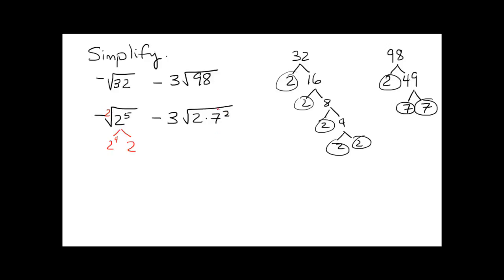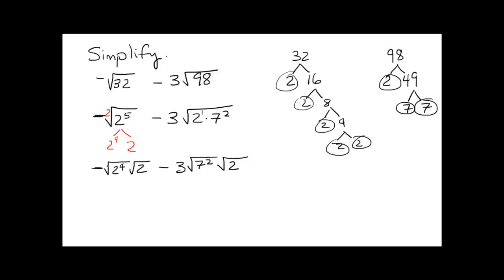And over here, the 7 squared is divisible by 2, or rather the exponent on the 7 squared is divisible by 2. But the 2 to the 1st, there's nothing we can do with that. So I'm going to have my perfect squares and my leftovers. 2 to the 4th, square root of 2 to the 4th, square root of 2. Still have that negative tagging along out front there. Minus 3 times the square root of 7 squared, the perfect square, and the square root of the leftovers, 2.